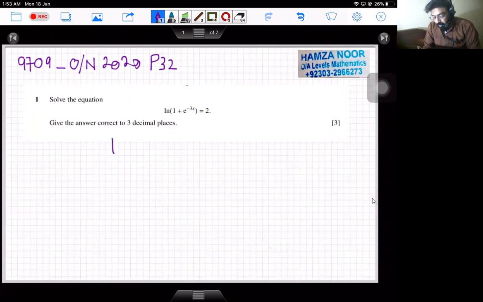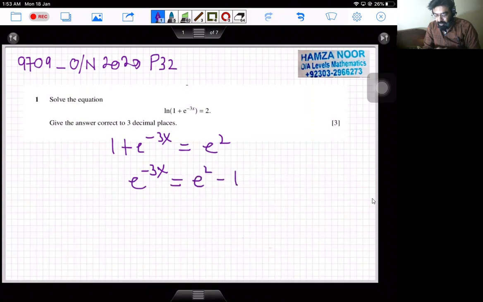So when 1 plus e raised to the power minus 3x is made the subject, this is equal to e squared. Because when the log is removed, because ln is itself log with the base e, the base of the log actually becomes the base of the index form on the right hand side of the equation. So if you make e raised to the power minus 3x the subject of the equation, this will be equal to e squared minus 1.